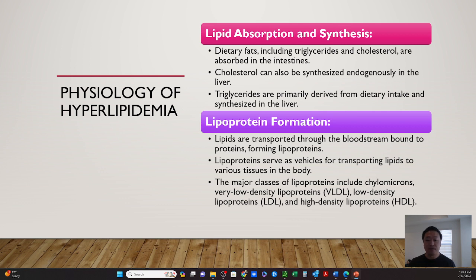Then the lipids are transported through the bloodstream, bound to proteins and forming lipoproteins. So the lipoprotein serves as a vehicle for transporting lipids to various tissues in the body. That's why it actually affects different organs in the whole body.